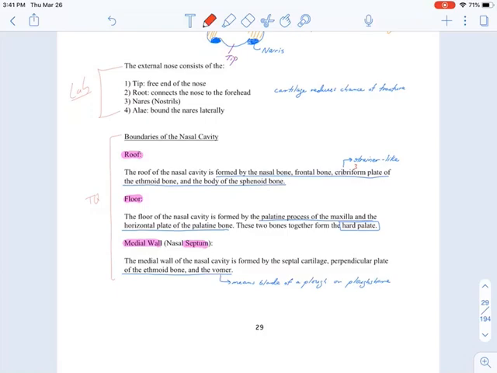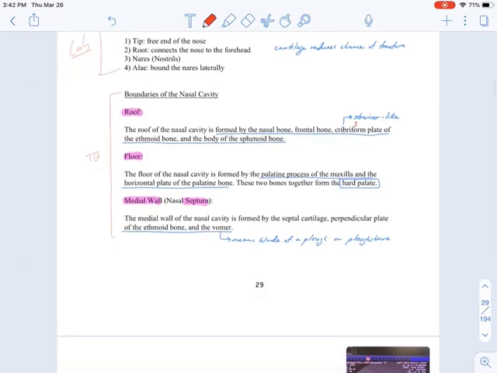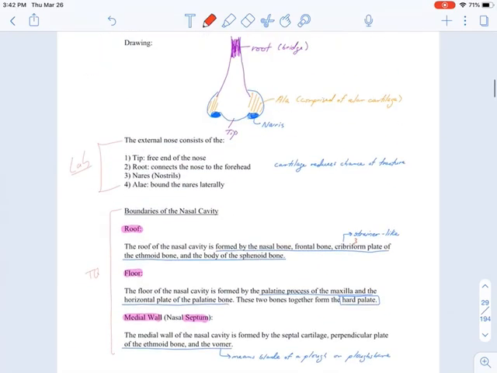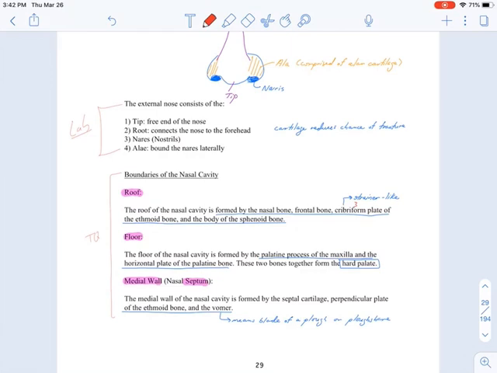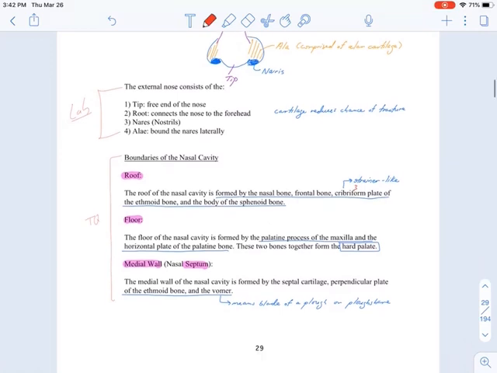We have the boundaries of the nasal cavity. So we have our roof, floor, medial wall, and then our lateral wall. So you got to know these guys. It's going to be a lot, but there will be some kind of test question over this. So the roof is going to be formed by nasal bone, frontal bone, cribriform plate of the ethmoid, and then the body of the sphenoid.